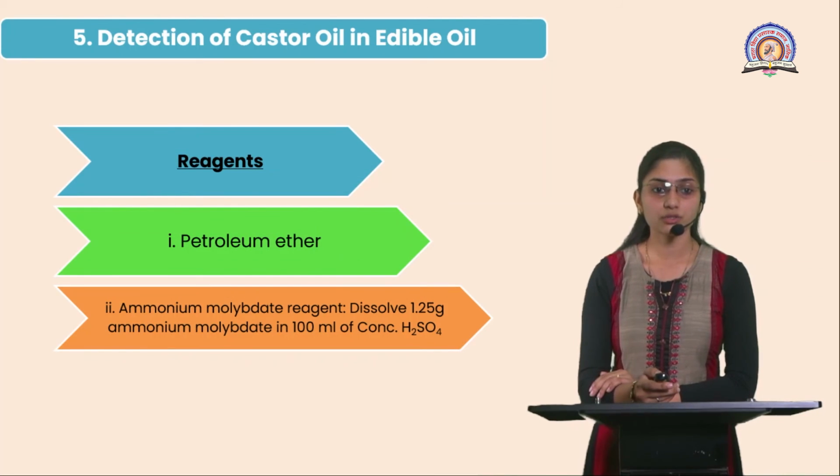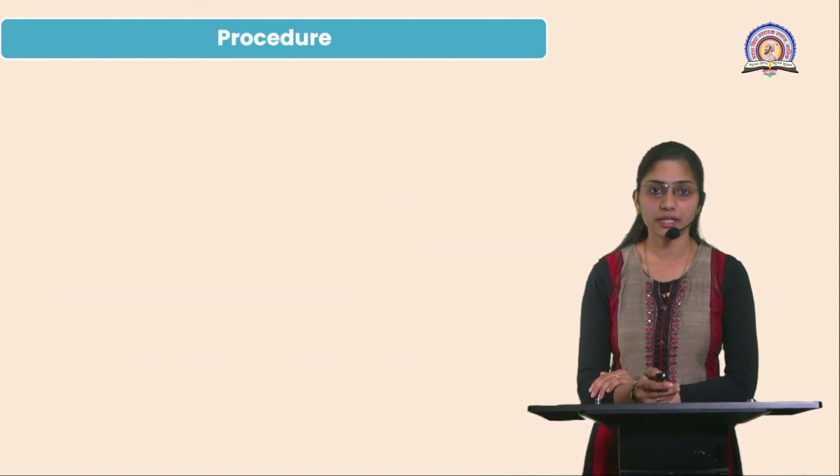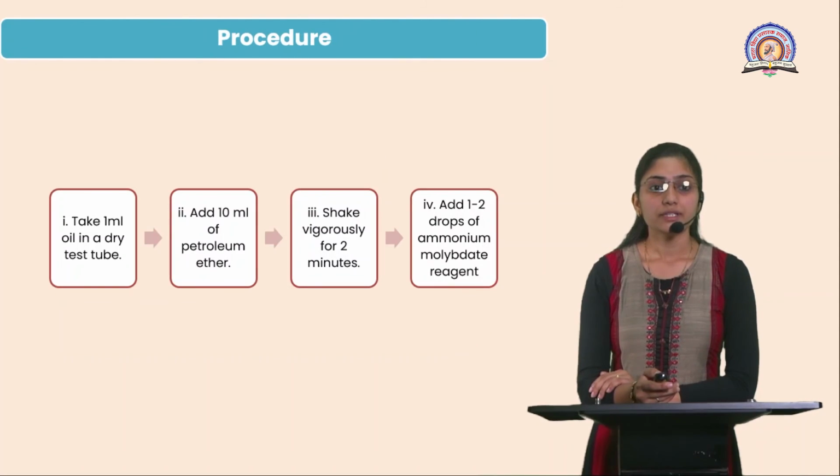The next step is detection of castor oil in the edible oil. For that, these two reagents are very important. The first is petroleum ether and the second one is the ammonium molybdate reagent. How can you make this? You have to dissolve 1.25 gram ammonium molybdate in 100 ml of concentrated H2SO4. Now this is the procedure.